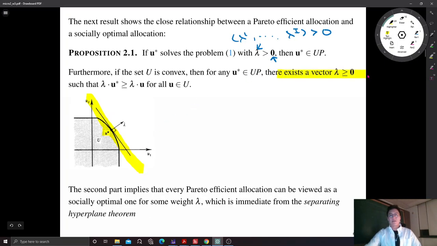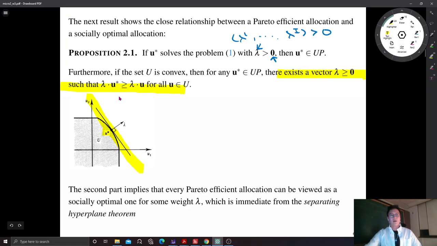So the second part of Proposition 2.1 states that if UPS is convex, then there exists this kind of hyperplane, a line segment in two-dimensional space, such that we can place UPS, the whole set of obtainable utility vectors, below this hyperplane.